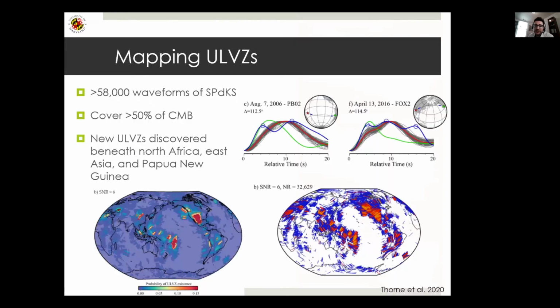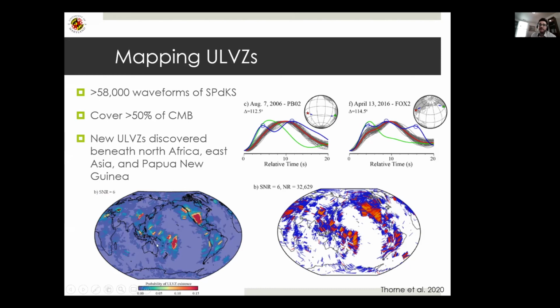And it turns out that what he did is he gathered a data set of more than 58,000 waveforms of SPdKS, which cover more than 50% of the CMB. This is the coverage of this data set. And what he looked for is complexity in these waveforms. So again, structural complexity will exhibit itself as complexity in the waveforms themselves. And using this method, he was able to discover new, or previously unknown, ULVZs beneath North Africa, East Asia, and Papua New Guinea.